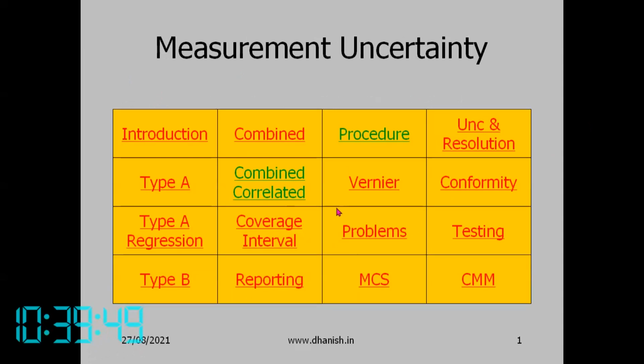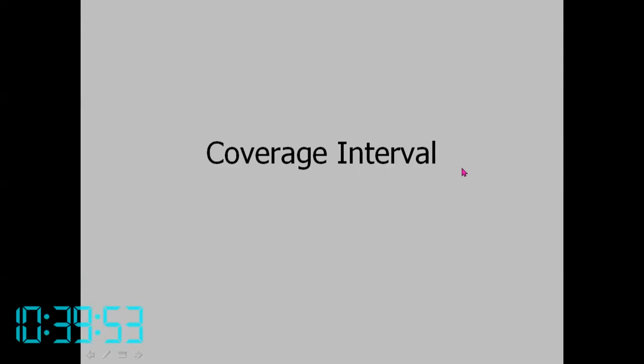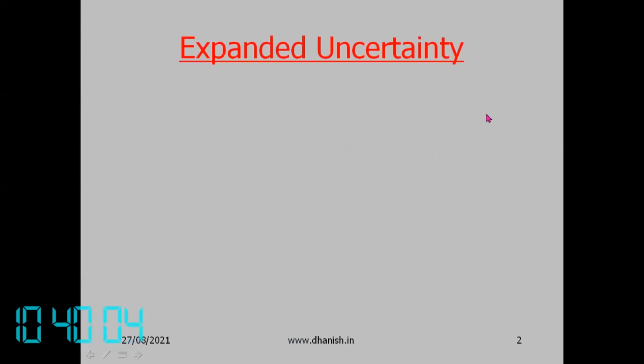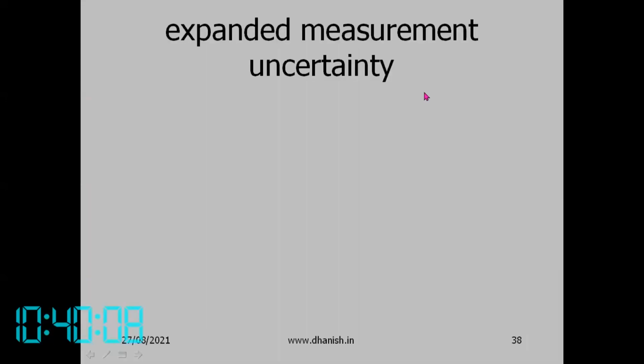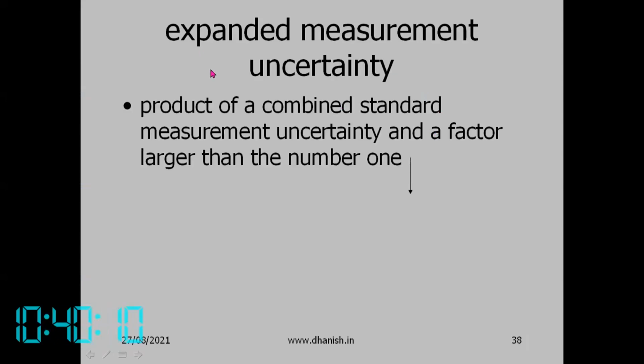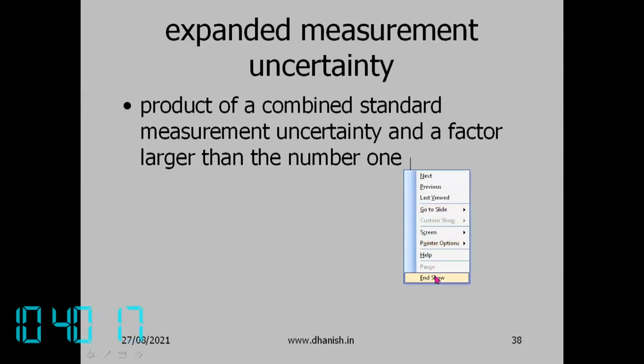See later. So next step is to calculate a coverage interval for the combined standard uncertainty. So for that, what do we need? The effective degrees of freedom. So what is expanded uncertainty? We have already seen it is the product of a combined standard measurement uncertainty and a factor larger than the number 1.